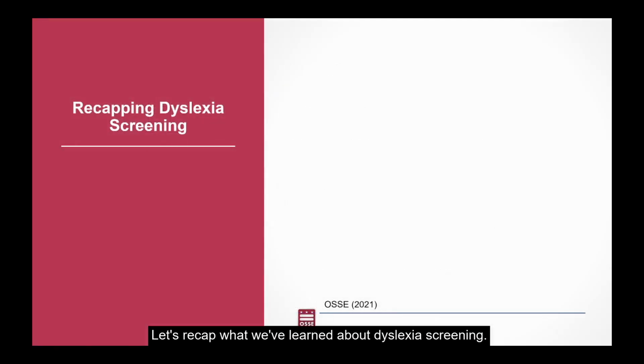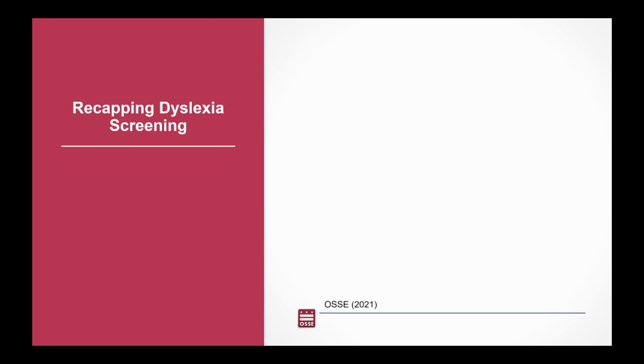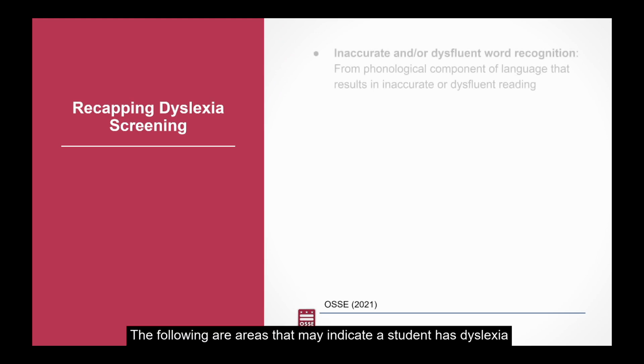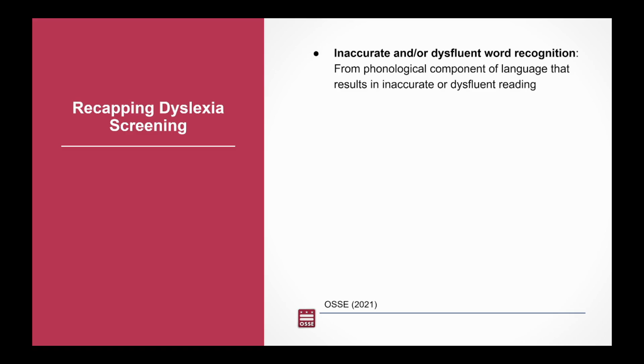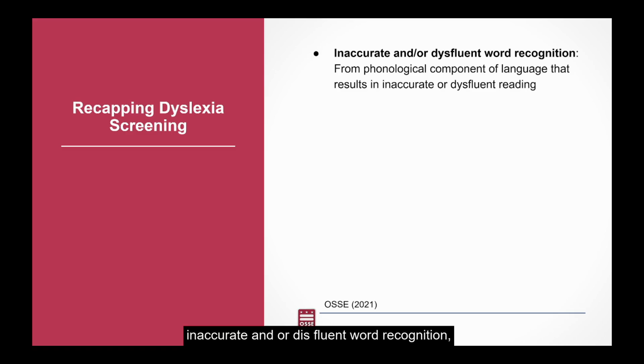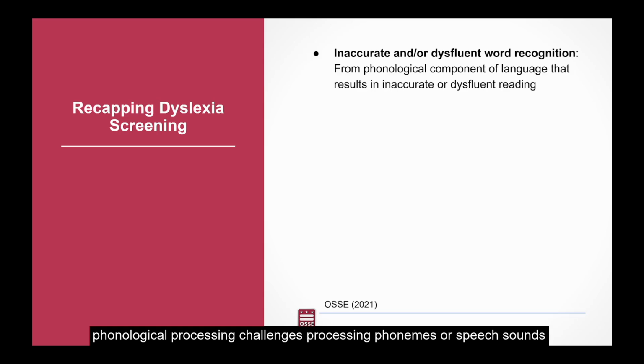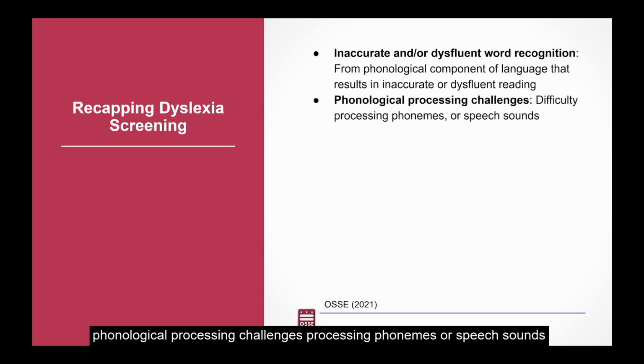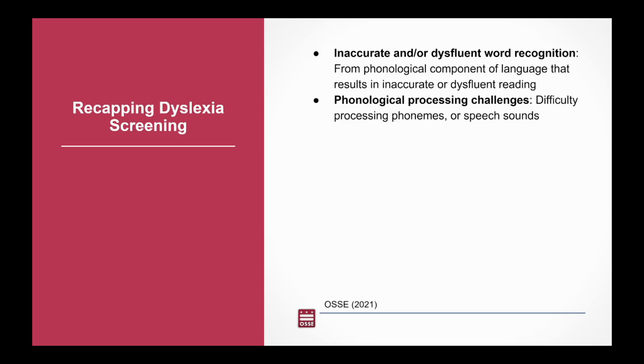Let's recap what we've learned about dyslexia screening. The following are areas that may indicate a student has dyslexia. Inaccurate and/or disfluent word recognition, which stems from the phonological component of language and results in inaccurate or disfluent reading. Phonological processing challenges, processing phonemes, or speech sounds.